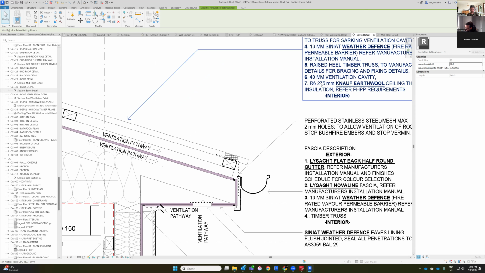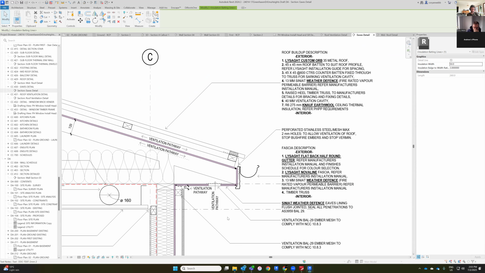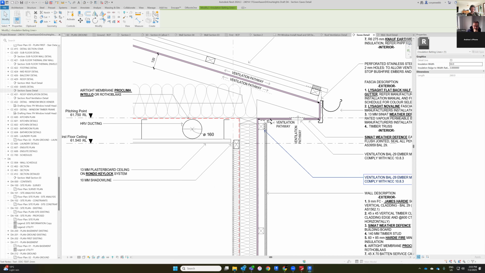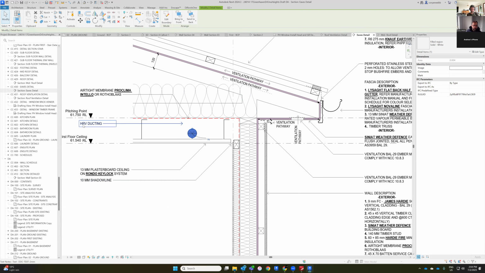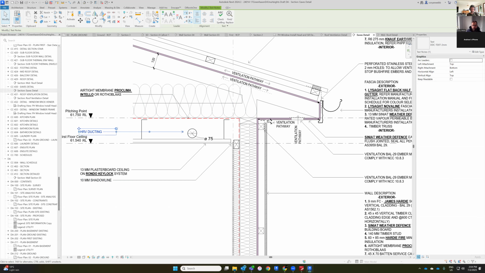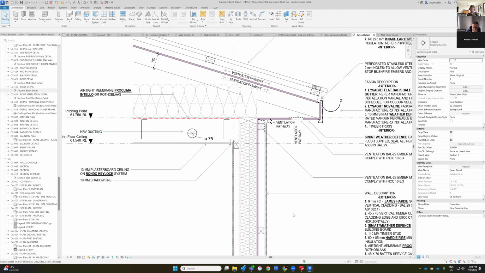And then, yes, you need your ventilation pathway above it. Yep. Again, you've got your service cavity insulation there. And this is 75. So this is your ceiling with a Rondo system, and then the truss is up here, and the airtight membrane is fixed to the underside of the truss.